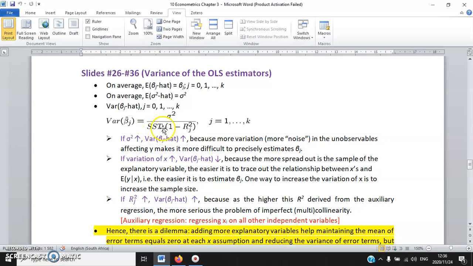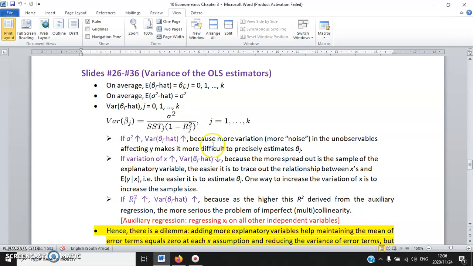So if it is SSTj, if j is equal to 1, then this total sum of square is about the dispersion of x1 around the mean of x1. And if it is SST2, then it would mean variance of the x2 value around the sample mean of x2. Okay? And then times 1 minus R squared.